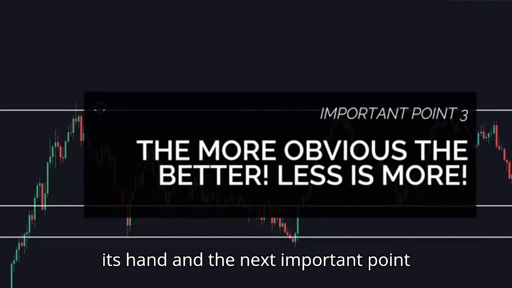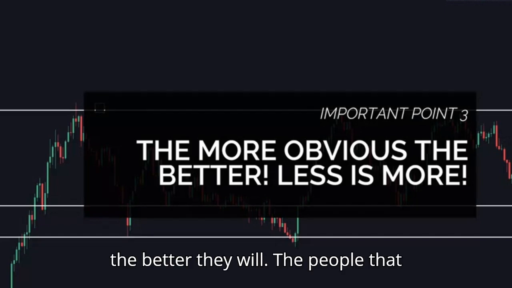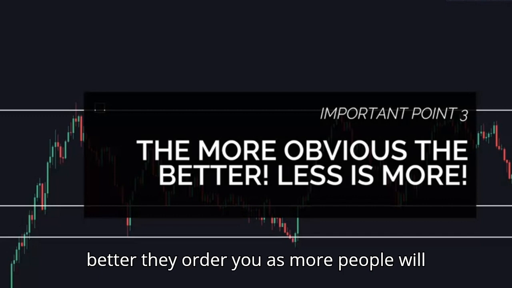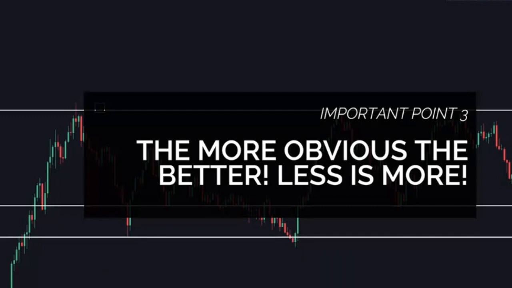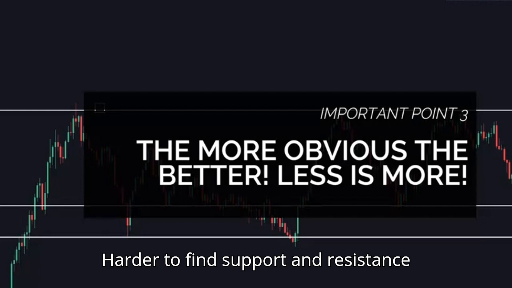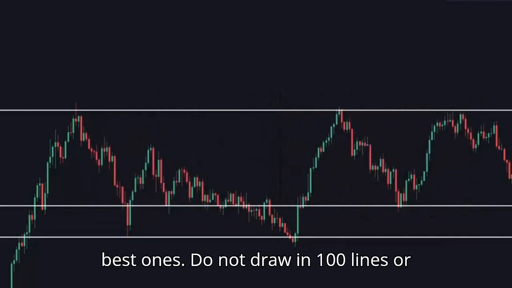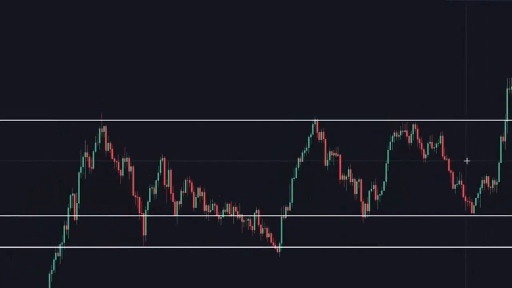And the next important point was, the more obvious, the better. The more people that have their eyes on these areas, the better they are, as more people will be looking to enter or exit trades here. Harder to find support and resistance areas do not make them better. The ones that jump out right at you are the best ones. Do not draw in 100 lines and confuse yourself. Less is more.